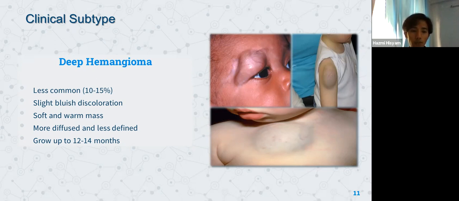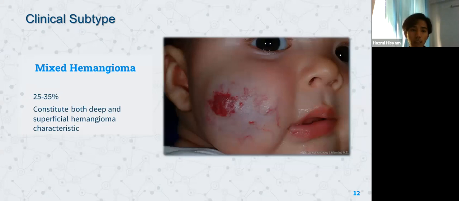It is also soft and warm, and compared to superficial, deep hemangioma is more diffuse and less defined, and it can grow up to 12 or 14 months. The third type is the mixed hemangioma. It comprises 25 to 35% of cases. It constitutes both deep and superficial hemangioma characteristics.